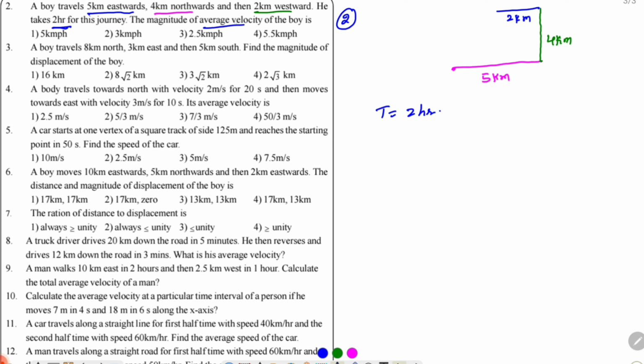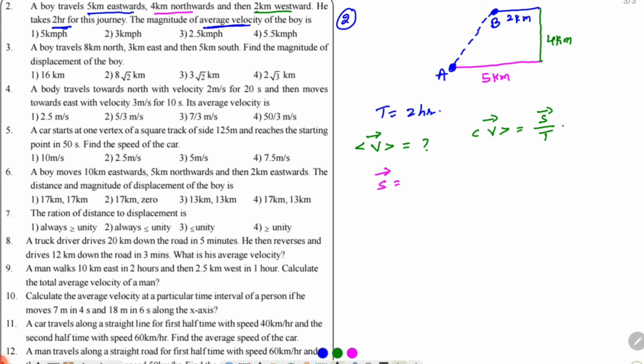The magnitude of average velocity of the boy is what? So he is asking what is the average velocity of the boy. We know that average velocity is total displacement over total time taken. We know the total time, which is 2 hours. Now our task is to find total displacement. We learned that displacement is the length of the straight line between initial point and final point. So our initial point is this. Let us take this as A, and the final point is this. Let me take this as B. So the length of this straight line AB we have to find.